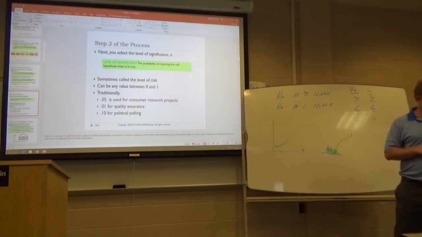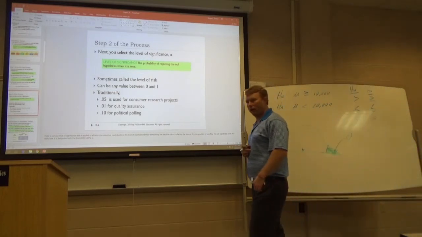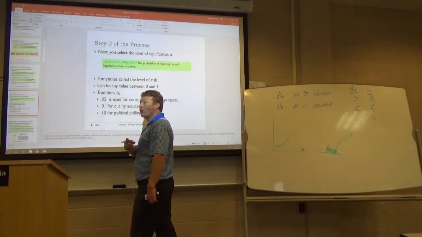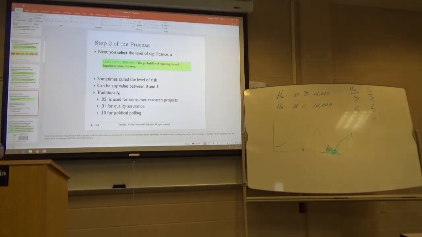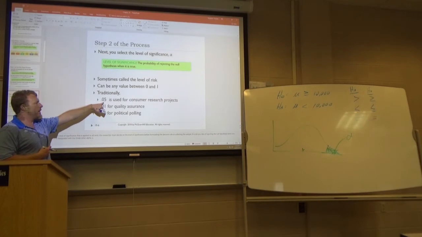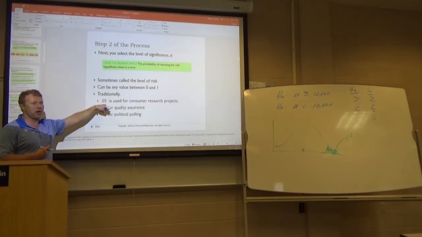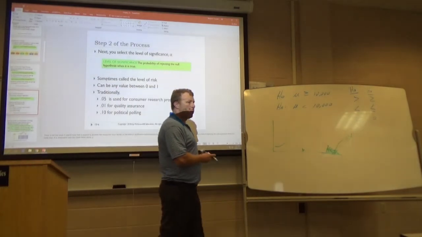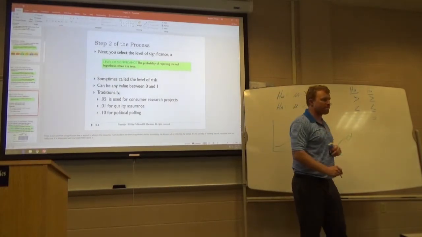Everybody with me? The alpha will be given to you in your problems for academic purposes. The problem will tell you with an alpha of whatever. Here's the guideline: 0.05 is used for customer research projects. Alpha of 0.05 or 5% of the area under the curve is shaded.